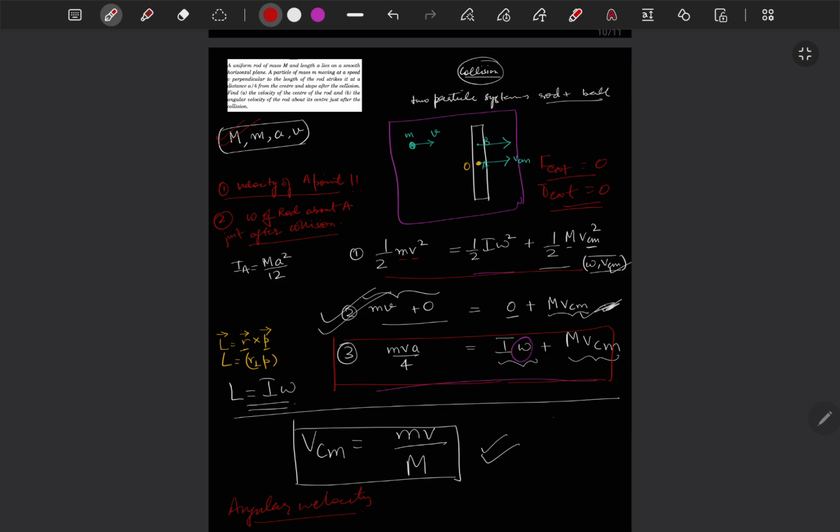So I applied both the concepts. Dp by dt is 0 and dl by dt is 0. So mva by 4 makes sense. This is the angular momentum of the particle about a, right? So this is correct actually. This part is correct. Before the rod, the uh, I omega makes sense.